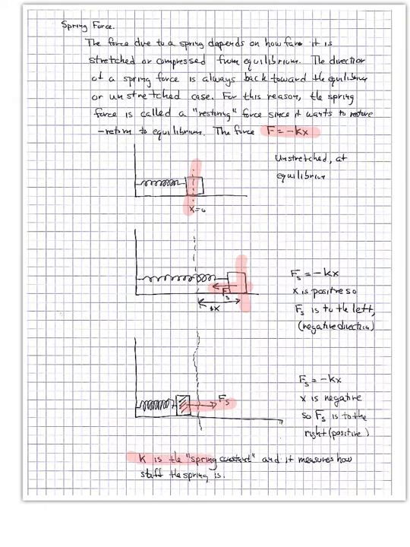This k is very interesting. It's the spring constant. It's really a measure of how stiff the spring is. The stiffer the spring, the larger the k.